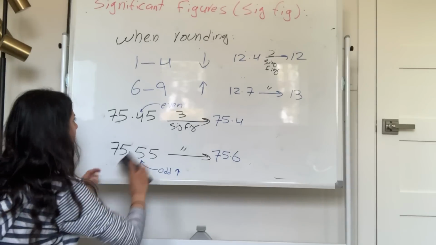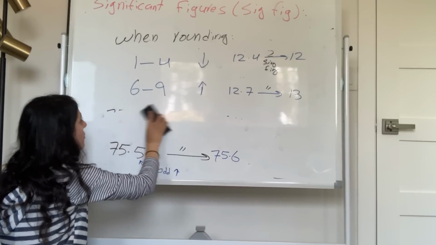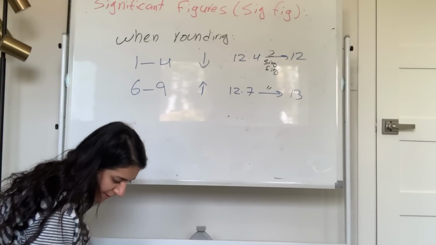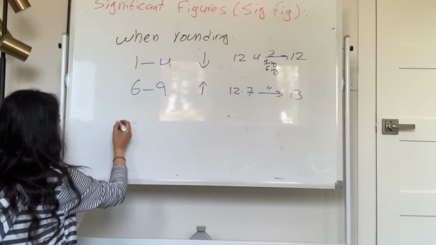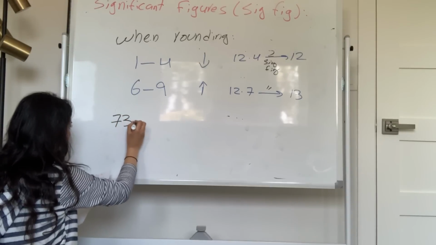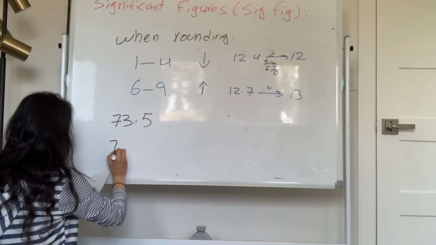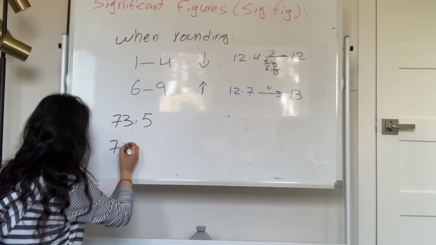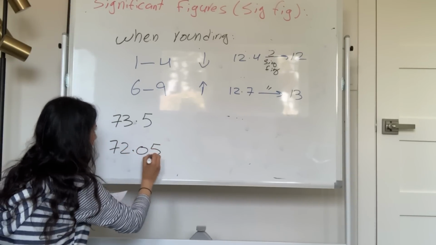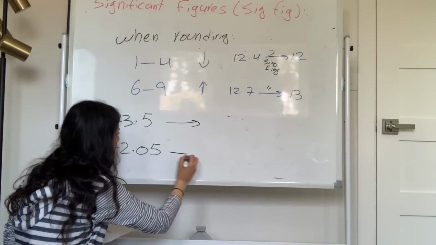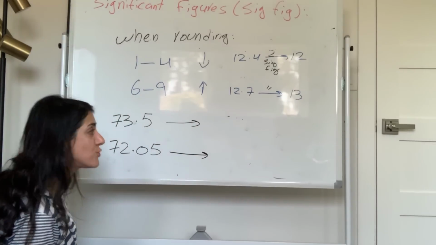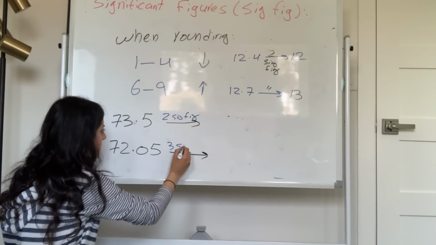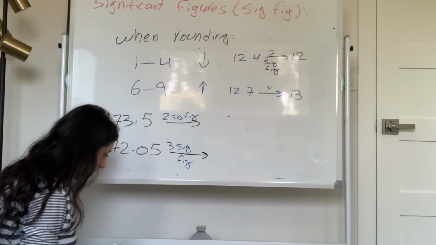Now, let's do one more practice problem with rounding with 5. Again, 1 to 4, you just round down. You got that down. And then 6 to 9, you round it up. Now, what happens when we have 5? Let's do this one: 73.5 and 72.05. The first one, I want to round to 2 sig fig. And this one I want to round to 3 sig fig. You ready? Okay. So what are you going to do?